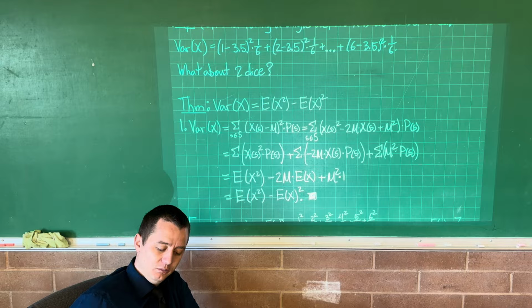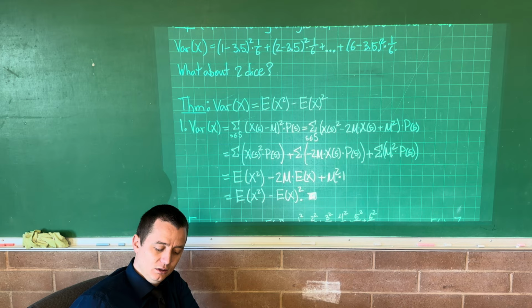So P of s times this term, here it is. Good? Just distributed it to each term in the sum and then broke it up into three separate sums.